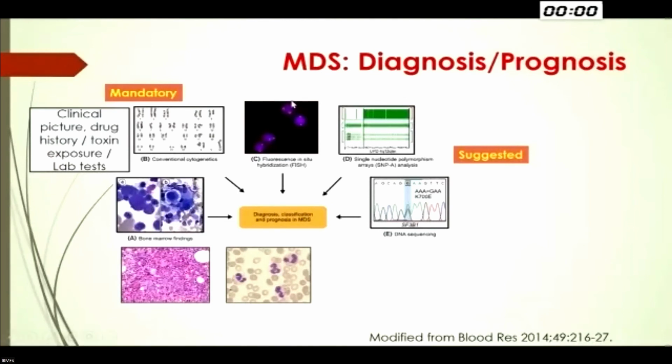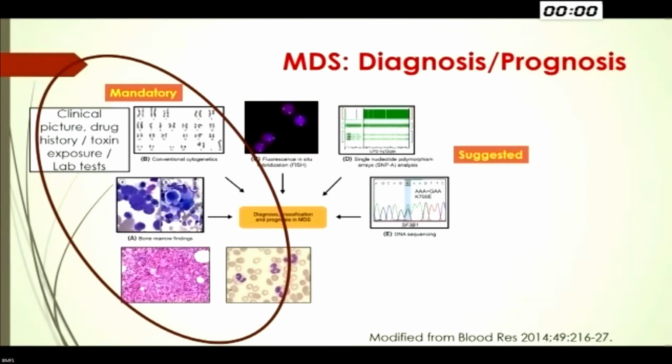It requires a detailed clinical picture, history of drugs, toxin exposures, lab tests like B12 and folate, peripheral smear examination, bone marrow, and cytogenetics. These remain the mandatory criteria. In addition, FISH or molecular testing would certainly provide useful additional information. But in spite of all that said, morphology remains a cornerstone for diagnosis of MDS.